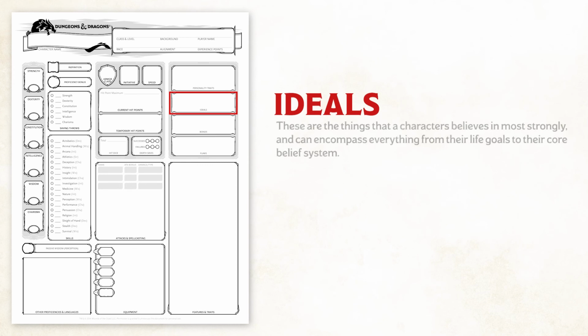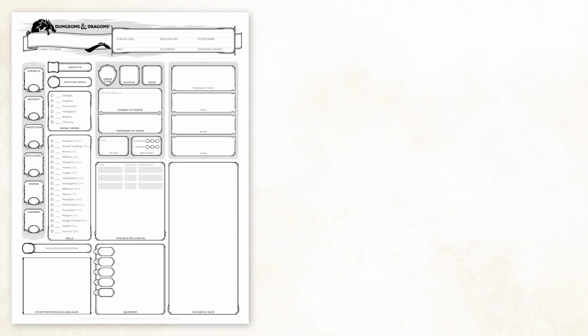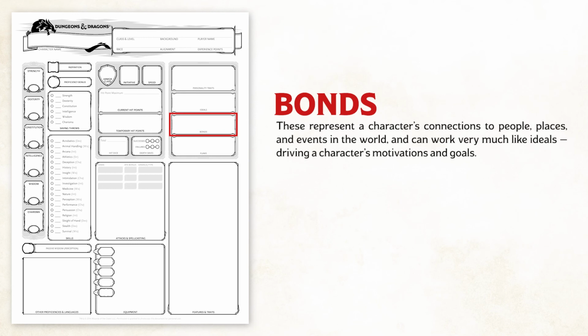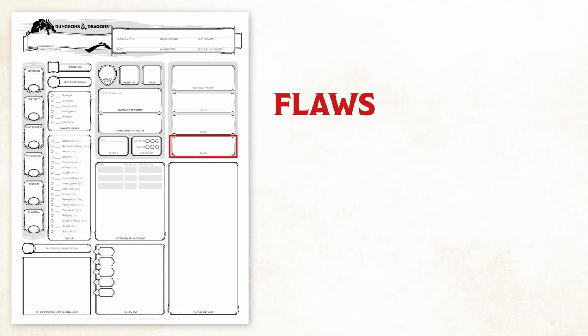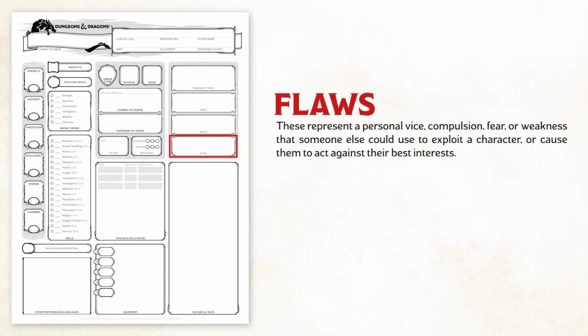Ideals. These are the things that a character believes in most strongly, and can encompass everything from their life goals to their core belief system. Bonds. These represent a character's connections to people, places, and events in the world, and can work very much like ideals, driving a character's motivations and goals. Flaws. These represent a personal vice, compulsion, fear, or weakness that someone else could use to exploit a character or cause them to act against their best interests.